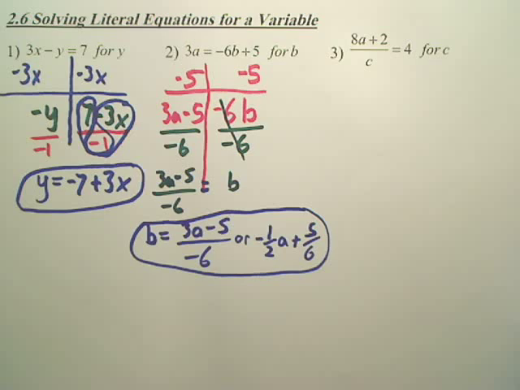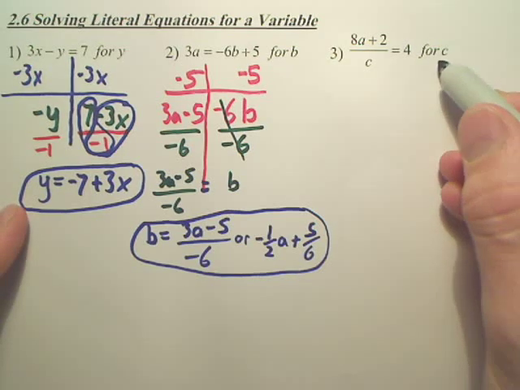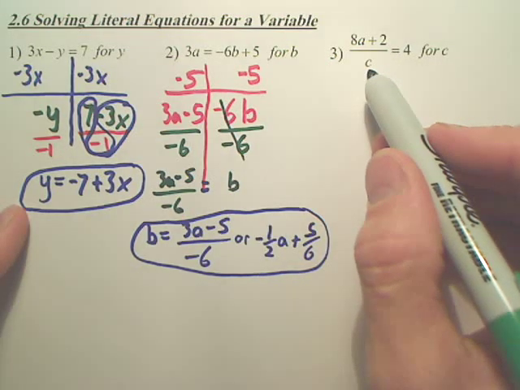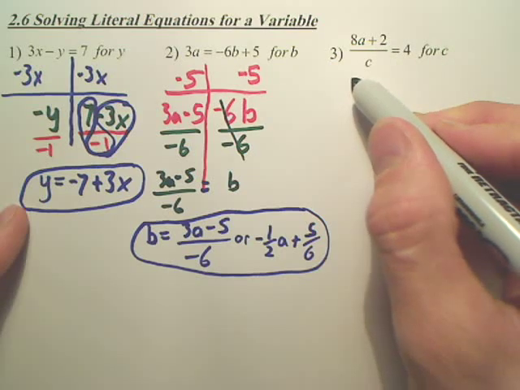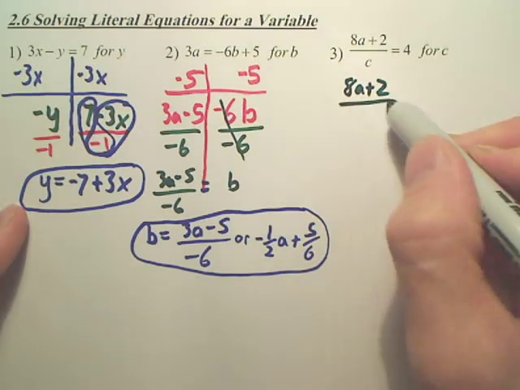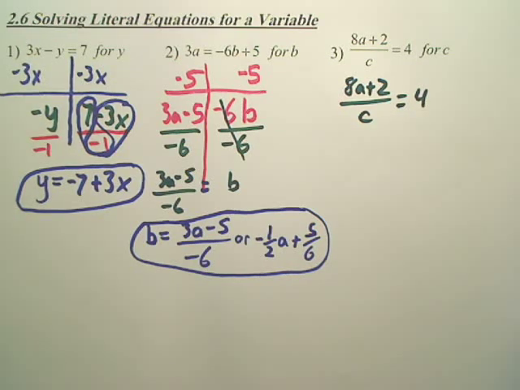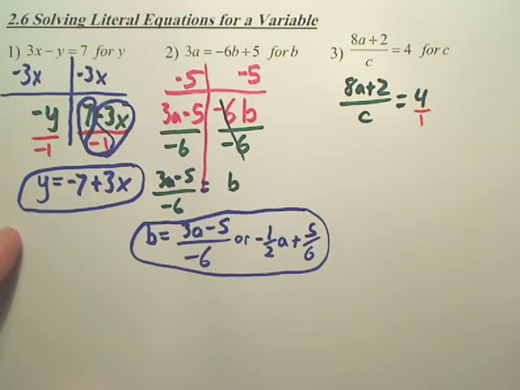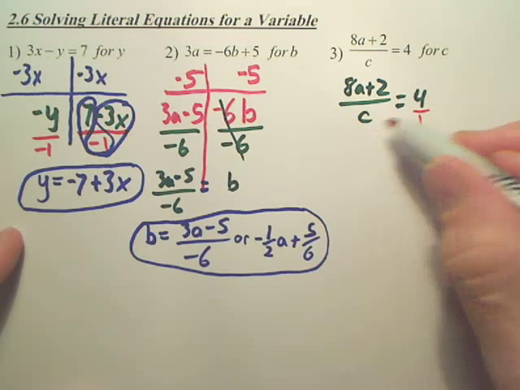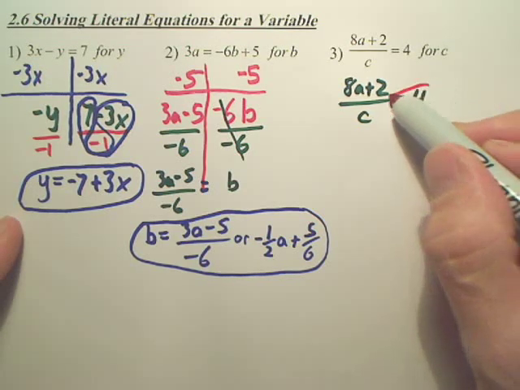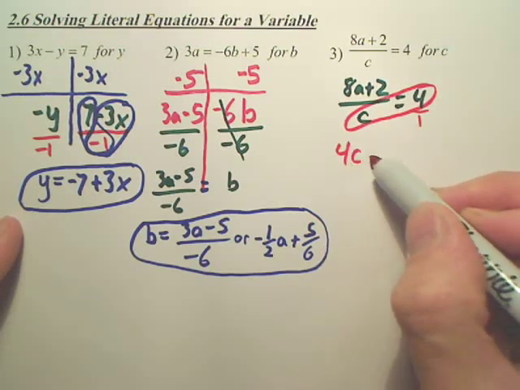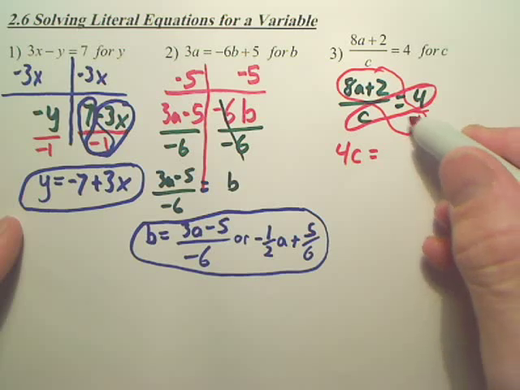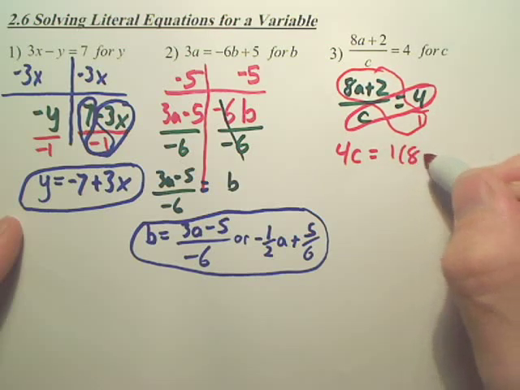Okay. The last one. I want to solve for c, so I want c by itself. Now the problem is, c's over here on the bottom. I don't want it on the bottom. So what I'm going to do, I'm going to first rewrite the whole thing because you'll see why. To get c off the bottom, can I put a 1 underneath there? Yes. Isn't that a proportion? Yes. And if I multiply these two, don't you get 4c? Yes. And if I multiply these two, don't you get 1 times 8a plus 2?